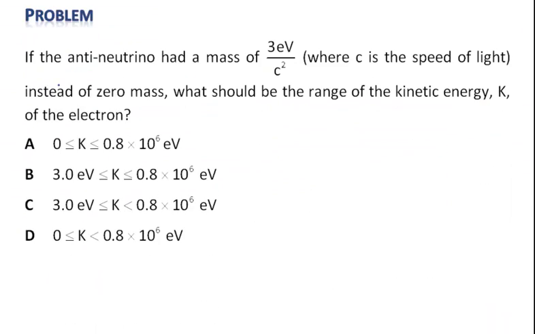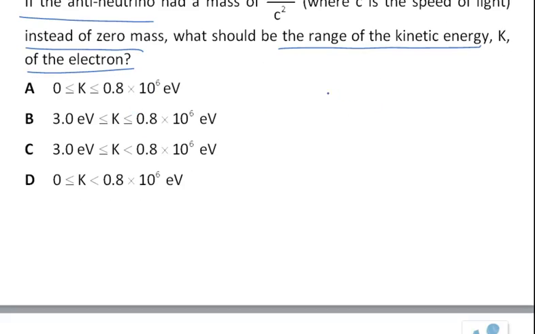Now let's look at the first problem. If the antineutrino had a mass of 3 electron volt by c square, where c is the speed of light, instead of zero mass, what should be the range of kinetic energy of the electron? Now, in our assumption, neutron decaying into proton plus electron plus antineutrino. Now we assume that this is a massless particle, right? And it is having a negligible energy.